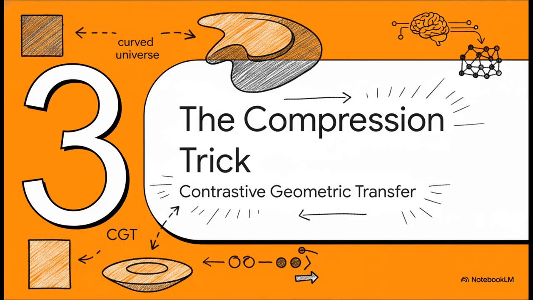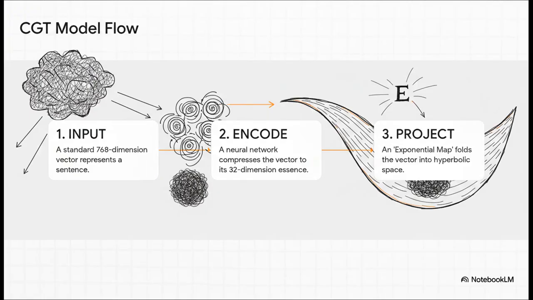Okay, so this all sounds great in theory, but you're probably asking, how do we actually do this? How do we move our data from its flat world into this new curvy universe? Well, researchers came up with this really elegant method called contrastive geometric transfer, or CGT for short. And the process is actually surprisingly straightforward.